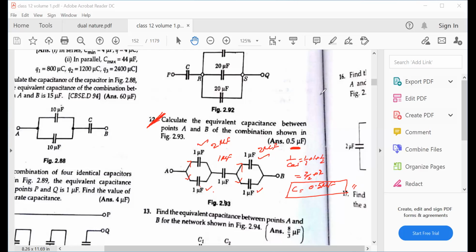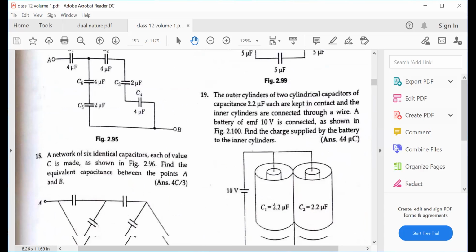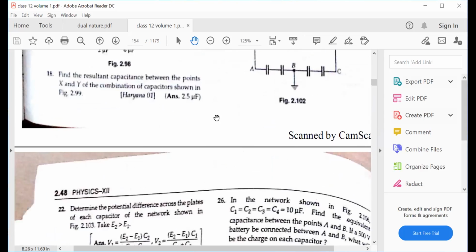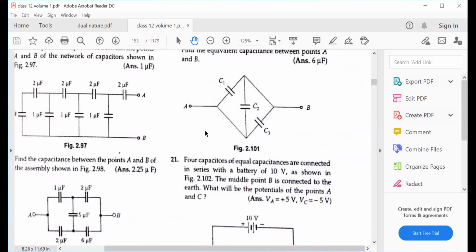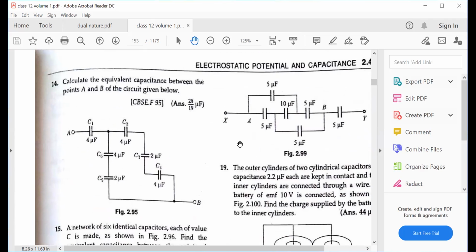Okay, good. Others got the answer? So let's see one more. Try this one yourselves. Okay, so try this one. Question 14. Try 14.